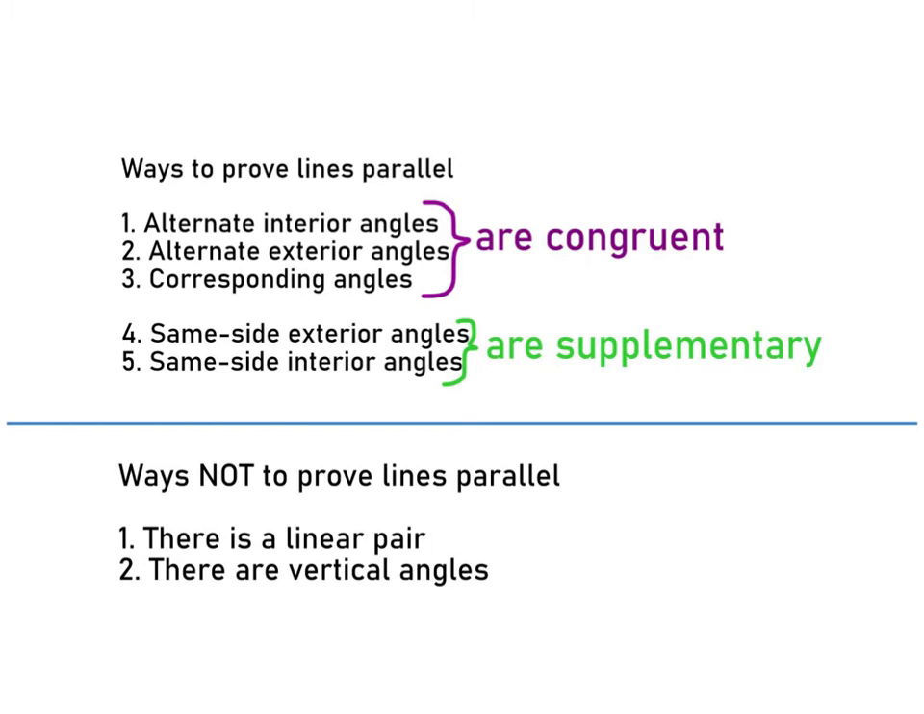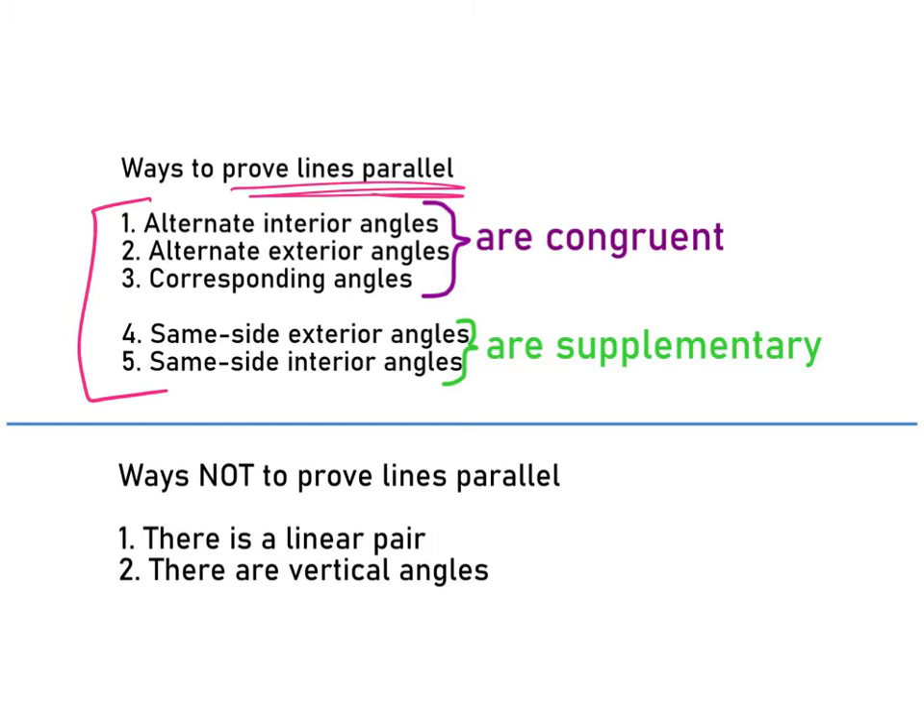Okay, so ways to prove that lines are parallel, we could have alternate interior angles, alternate exterior angles, or corresponding angles that are congruent. And then we could have same side exterior or same side interior angles that are supplementary. These are the only 5 ways to prove lines parallel.